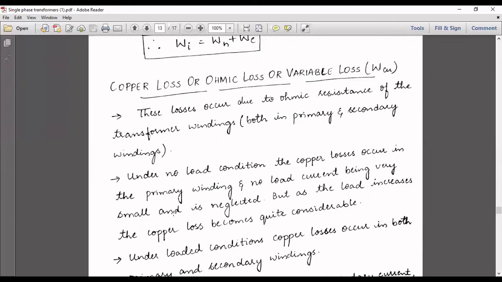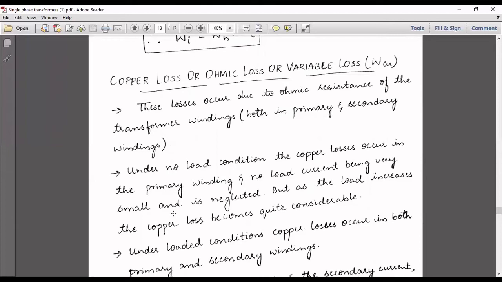But once we make it a loaded condition, or the load is increased, the copper losses become quite considerable. That is, under loaded conditions, copper losses will be increasing, and a quite considerable amount will be obtained.